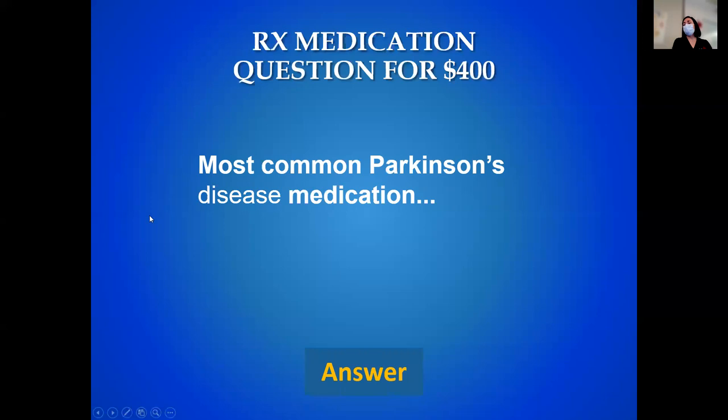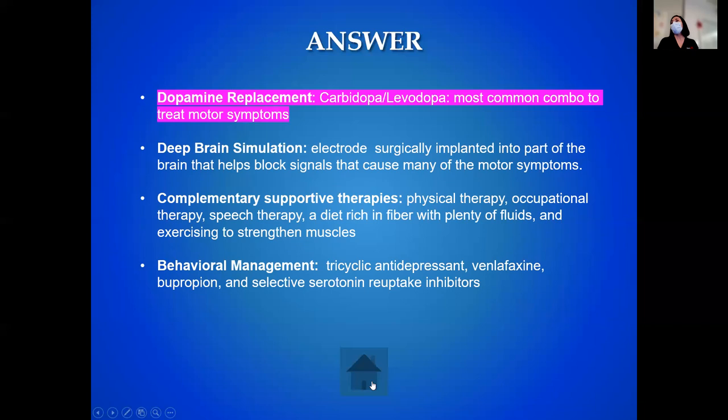Most common Parkinson's medication. What's the Parkinson's medication that comes to mind? For some reason, I just felt confident you guys would have that one. I feel like we covered Parkinson's pretty well. So dopamine replacement is the levodopa or the carbidopa, most common.